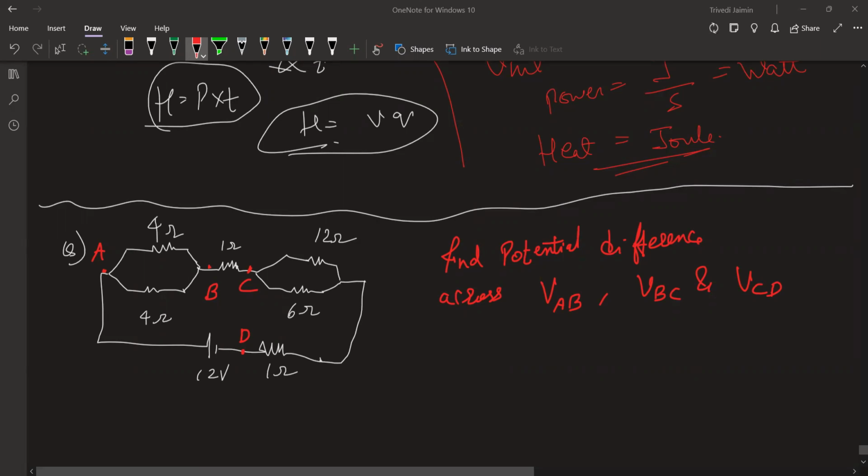Across AB, BC, and CD. So check properly. Where is AB? Then where is BC? Then where is CD? So first of all, find out the common current. That is the total current. Then you can think of how to get these values.